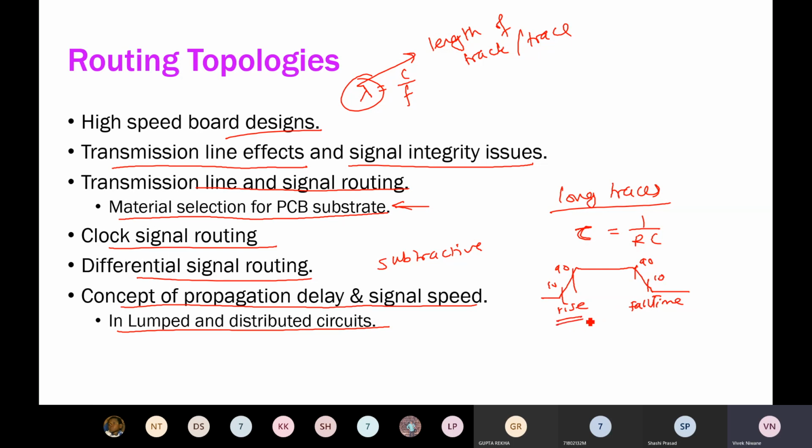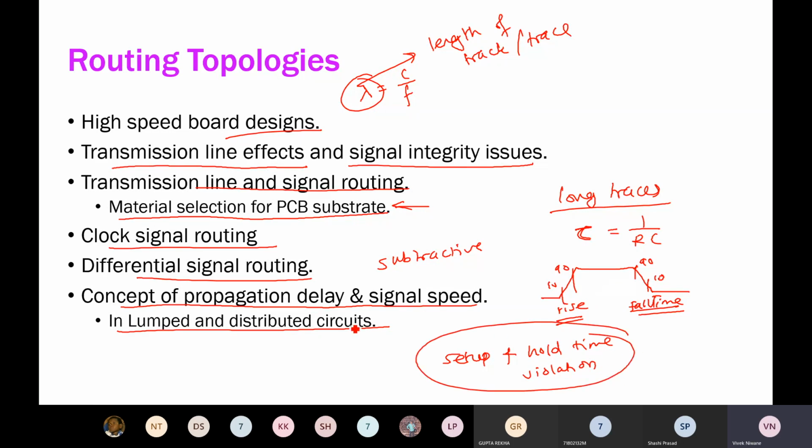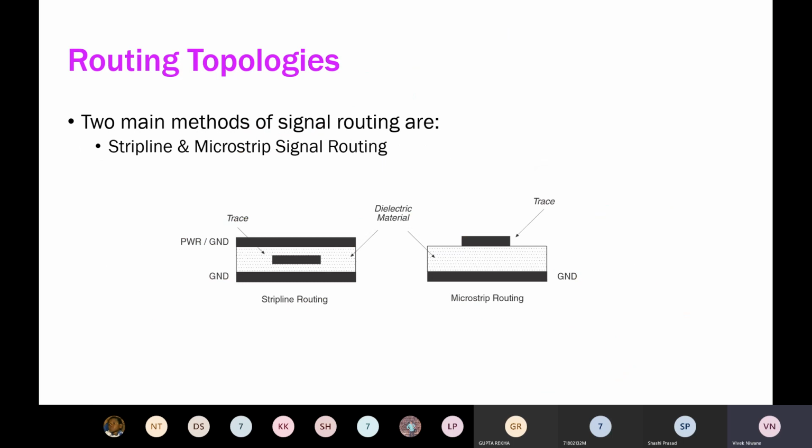If you do not manage this properly, due to propagation delays and RC components of the tracks, you will end up with setup and hold time violations. And if setup and hold time violations happen, the logic of your circuit may fail.